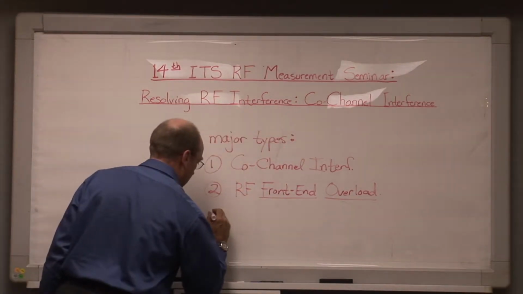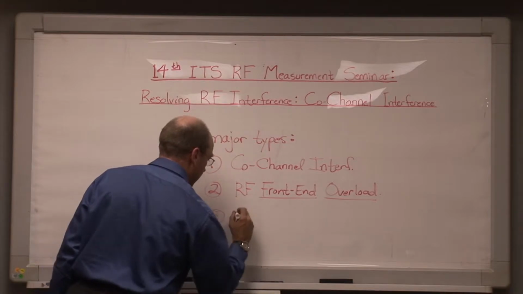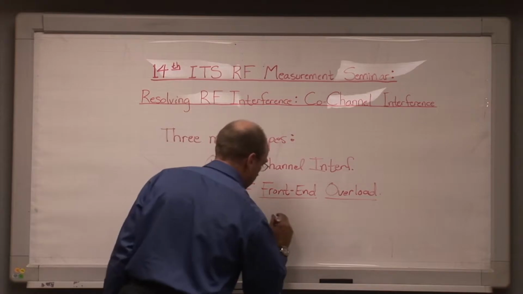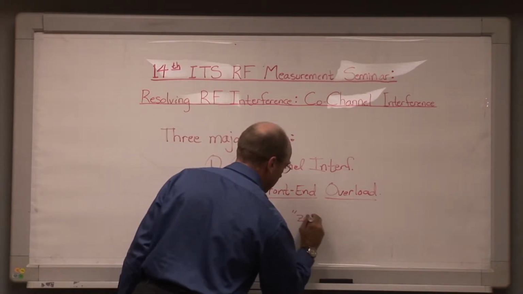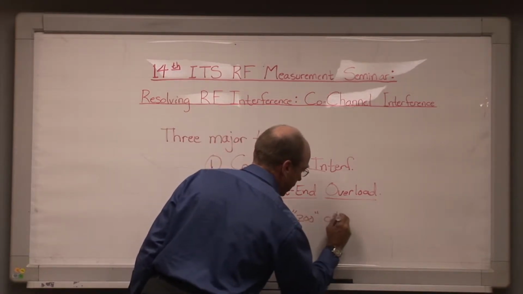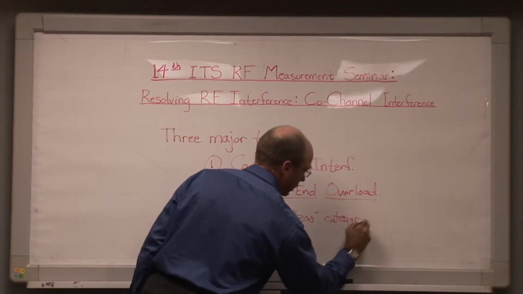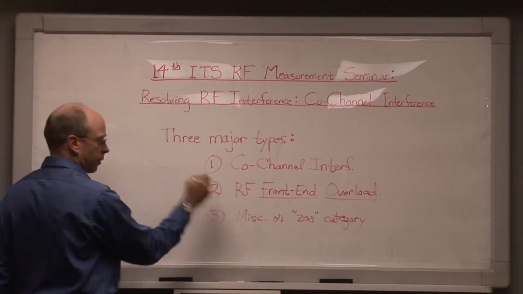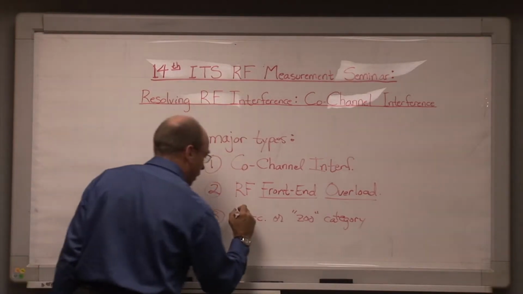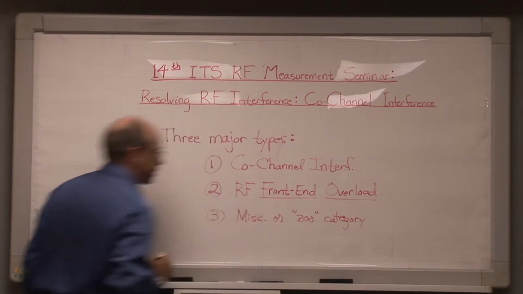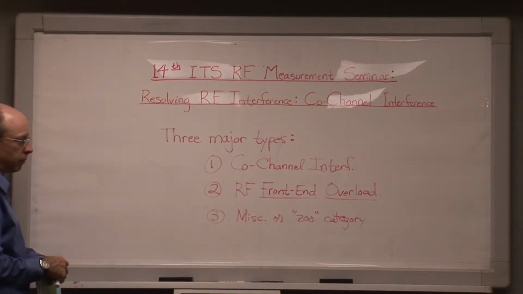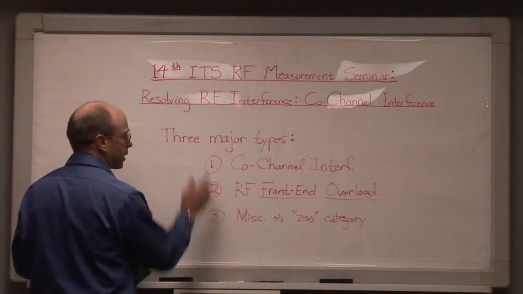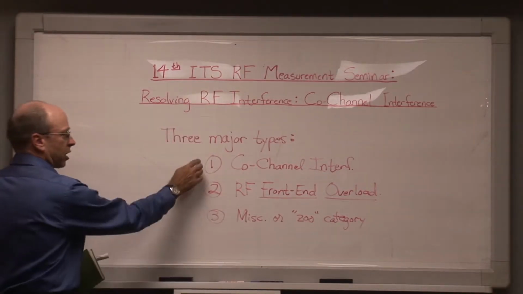And then third, we have a kind of a miscellaneous, or I'll call it a zoo category, which will still involve interference either being on the receiver channel or not being on the receiver channel, but which does not arise as a result of an interference coupling mechanism that's commonly seen. So basically these will be the three talks, and as I said, in this talk we're going to be discussing co-channel interference.